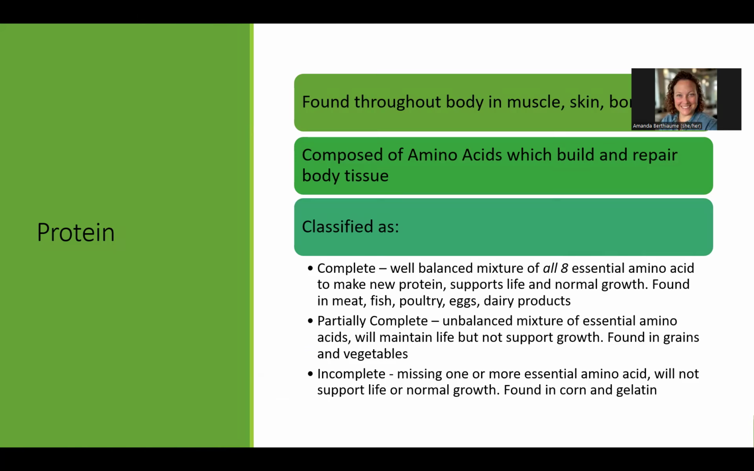Complete is a mixture of all 8 essential amino acids that make a new protein. It supports life and normal growth, and it's found in meat, fish, poultry, eggs, and dairy products. Partially complete is unbalanced, right? So it will maintain life, but not support growth, right? So you're going to find that in grains and in vegetables.